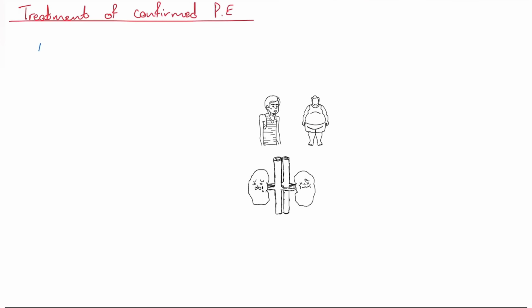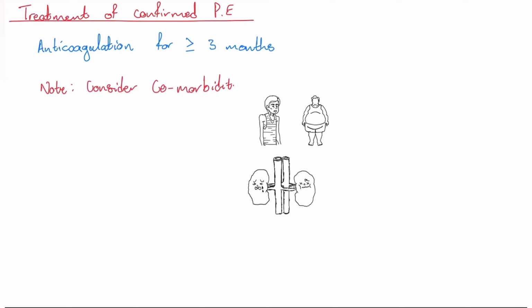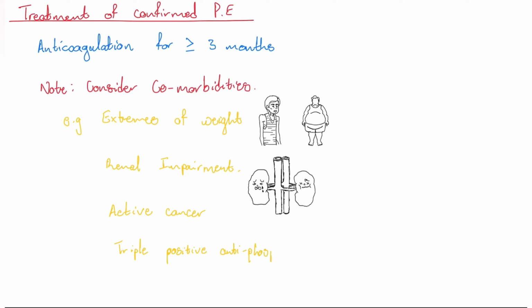Treatment of a confirmed PE. This is treated with anticoagulation for greater than 3 months. In deciding the treatment, consider comorbidities such as extremes of weight, renal impairment, active cancer, and triple positive antiphospholipid syndrome. The NICE guideline has recommendations for suitable medications for patients with various specific comorbidities. The discussion on these specific treatment options is beyond the scope of this video.